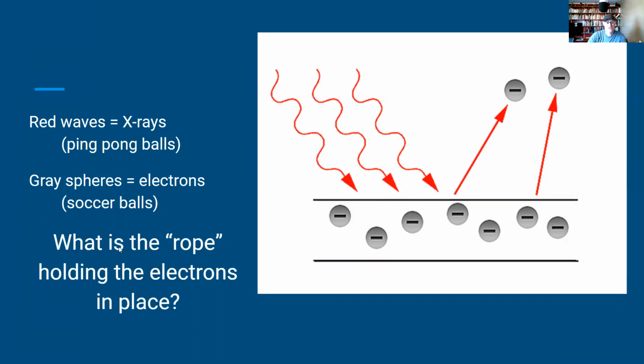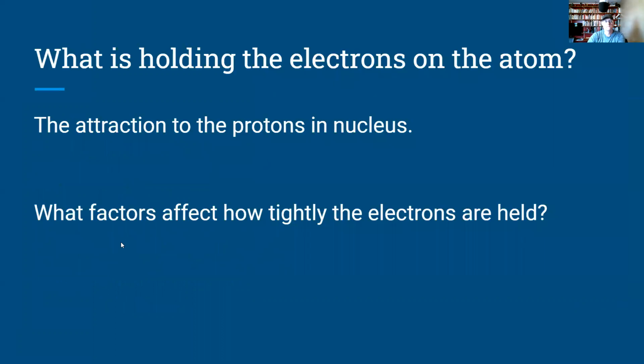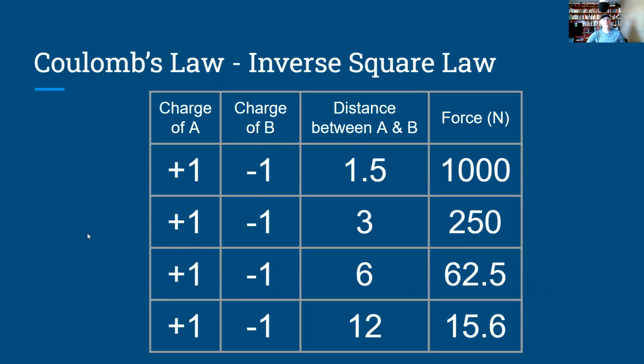And then the next question ends up being, well, what's the rope that's holding the electron actually in place? So it's the attraction that the protons in the nucleus have for those electrons. Okay, so, well, what factors affect how tightly these electrons are going to be held? Well, it's got to be something to do with the protons and the electrons themselves. So what are the options? Well, this is where Coulomb's Law comes in.